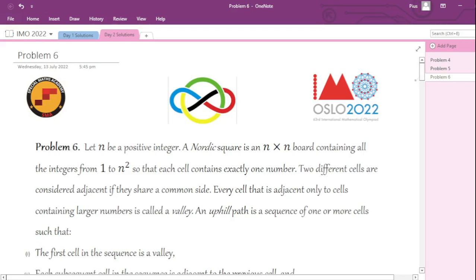There are two main stumbling blocks, at least in my opinion, that make this problem difficult. The first is to understand the real essence of the problem, what it's really all about, and then also to organize your thoughts so that the solution could flow in a nice way. So let's take a look at the problem.